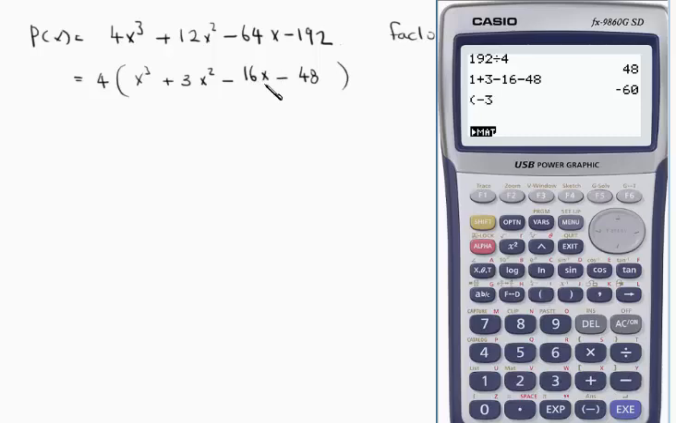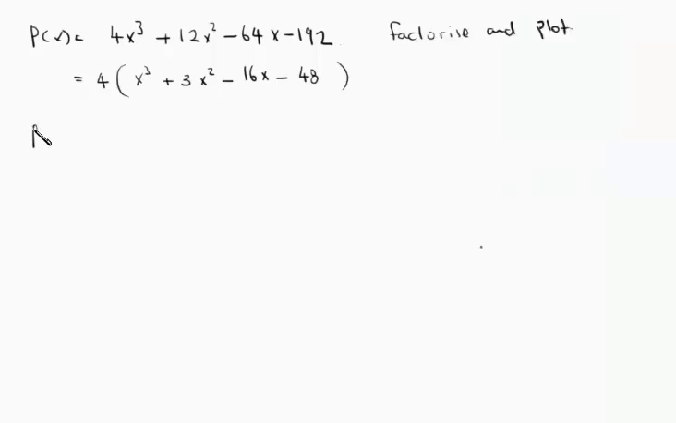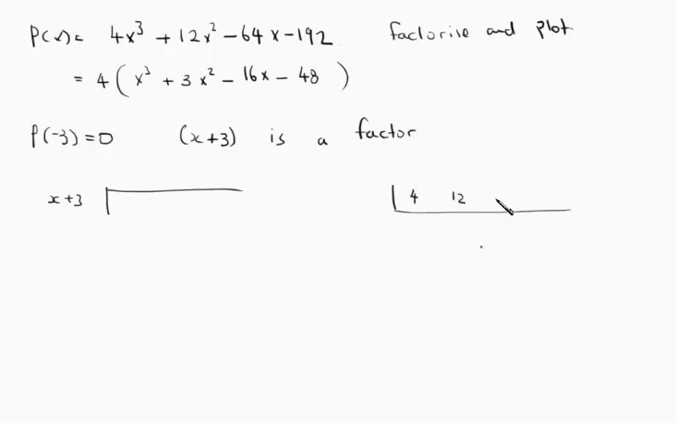So if I go for negative 3 to the power of 3, that one there, plus 3 times negative 3 squared, which is positive 9, minus 16 times negative 3, minus 48, I get 0. That means P of minus 3 equals 0. That means x plus 3 is a factor. Now divide this by x plus 3 by long division, or we can try synthetic division with 1, 3, minus 16, minus 48 and minus 3 here. You can try both. I'll be right back.